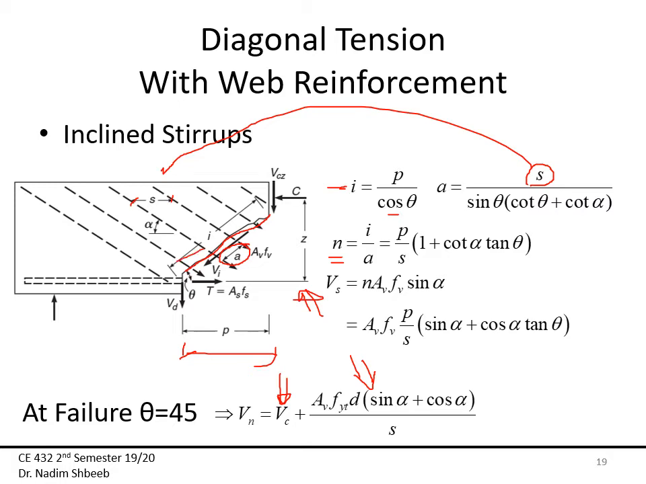Again, since l is this way and a is this, n is simply l over a. I can replace l with p over cosine theta, and replace a with s over sine theta times cotangent theta plus cotangent alpha. From that, I will find that my Vs is equal to n times Av times fy sine alpha. Again, I'm going to replace p with d, and now this is going to be the final equation for Vs.